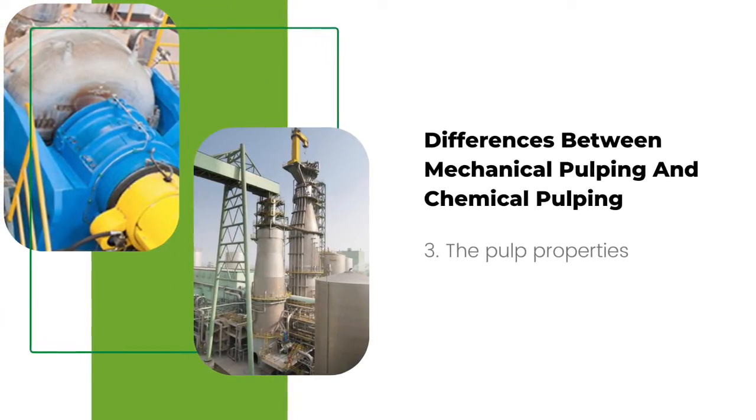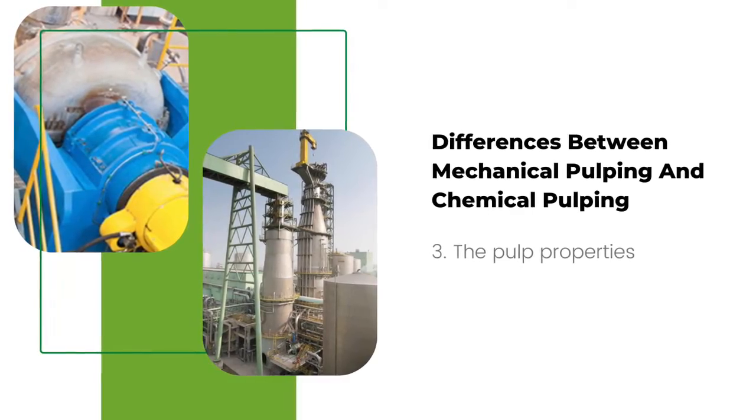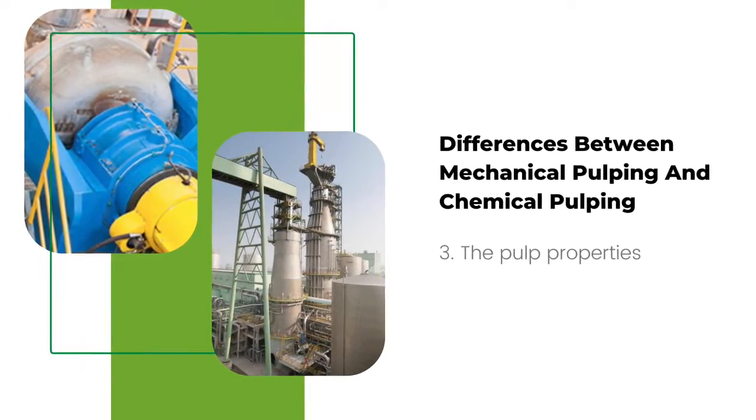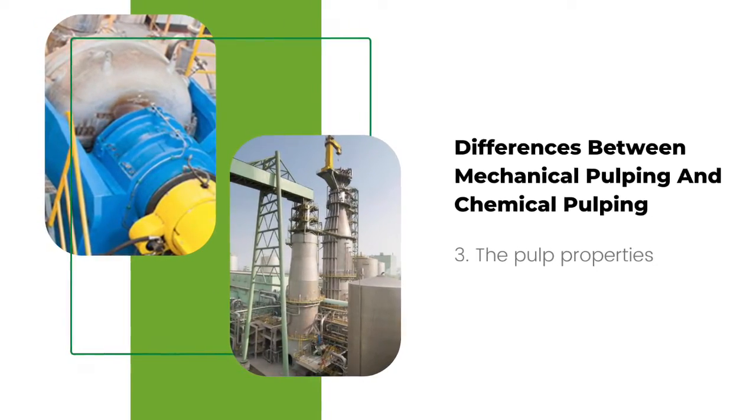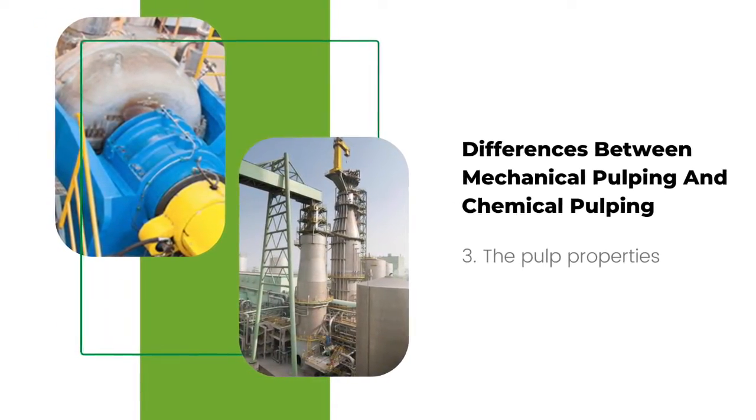The third difference is pulp properties. Mechanical pulp has short, weak, unstable, high opacity fibers and good print quality, while chemical pulp has long, strong, and stable fibers.